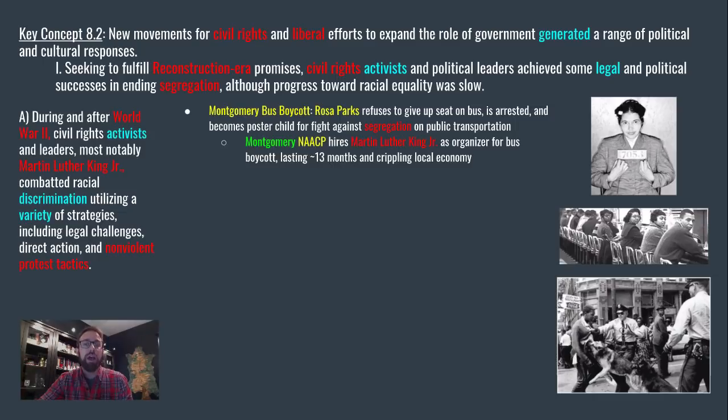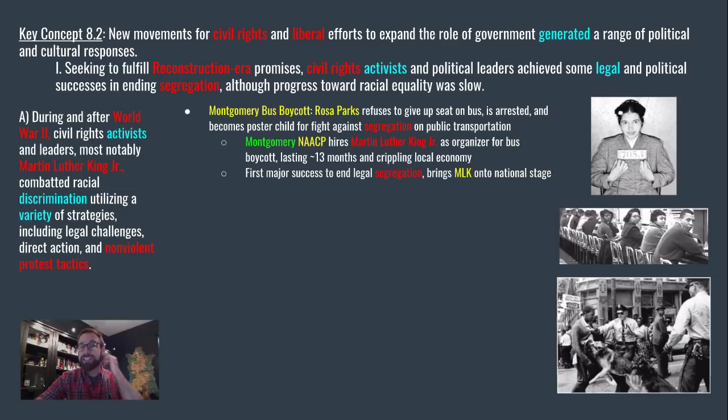And it worked. On top of that, it kind of crippled the local economy because eventually they started to boycott other businesses. And eventually Montgomery had to respond and say, we're not making any money on public transportation. We need to desegregate in order to keep our government solvent. So it works that way, and eventually it goes up to the Supreme Court to desegregate public transportation nationwide.